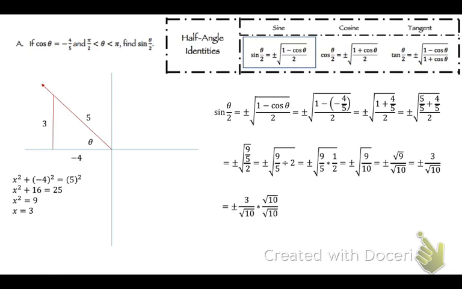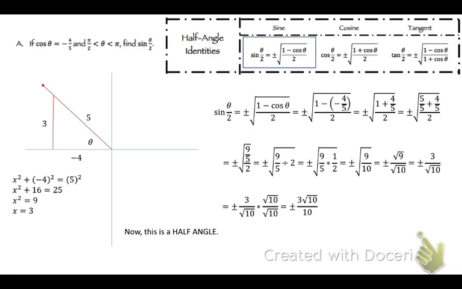We need to get that square root of 10 out of the denominator, so you get plus or minus 3 square roots of 10 over 10. Now, this isn't just plus or minus. It's either going to be positive or it's going to be negative. We have to look at which quadrant we started in.